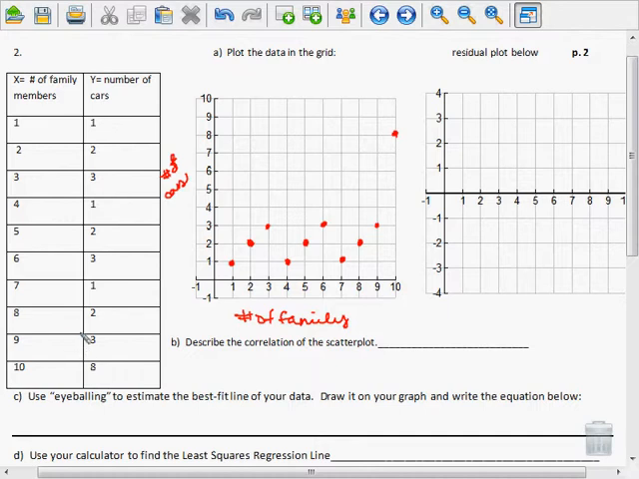So looking here, part B, it says to describe the correlation of the scatter plot. And correlation means, are all the dots kind of going up together, or all the dots kind of going down together? And if they're all kind of going up together, that's positive correlation. If they're all going down together, that's negative correlation. Well, these dots do not seem to have any sort of pattern. So I'm going to say that there is no correlation here.